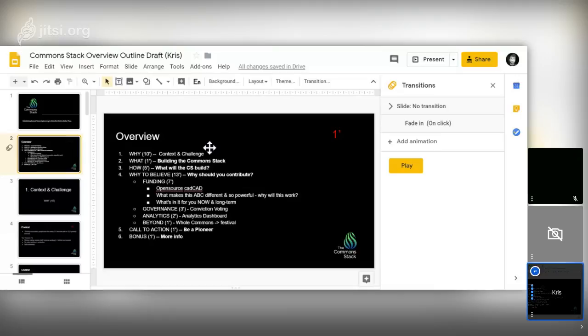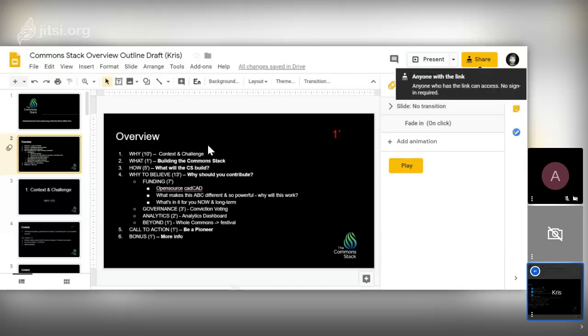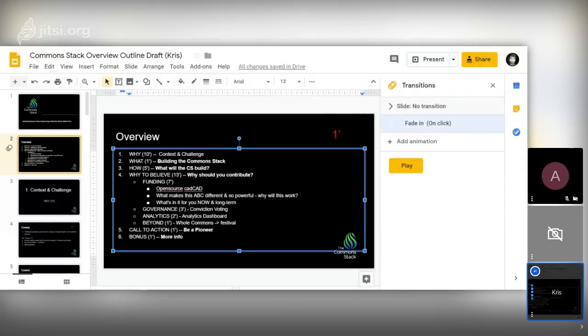So the overview. What I was thinking that makes sense, also timing-wise, is that first you take 10 minutes. This is the context we have and the challenge. Then, really very simple, in 1 minute: we are building the common stack. That's what we're doing. That is our solution. Then very briefly, for about 5 minutes, give an overview of what we are going to do. So you drill down a little bit deeper, but it's still only the tip. It's just an overview of what the common stack will build.